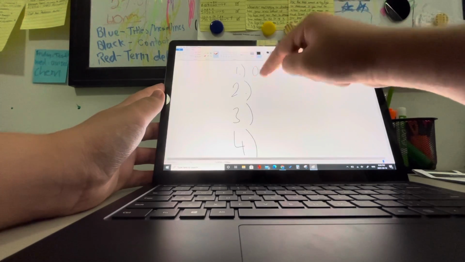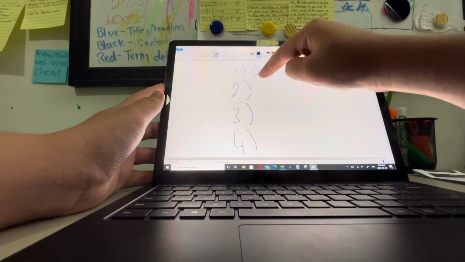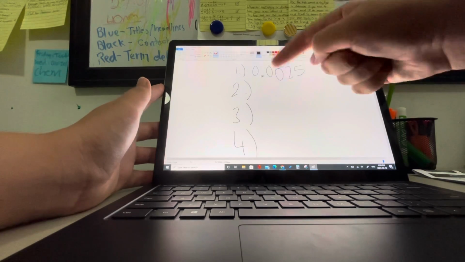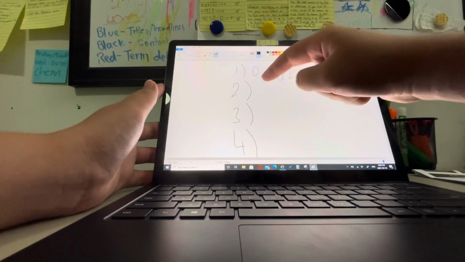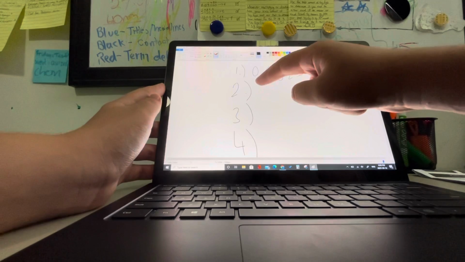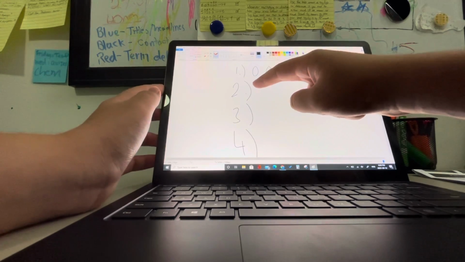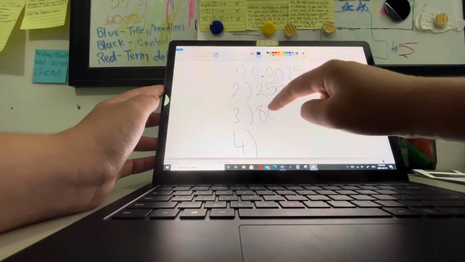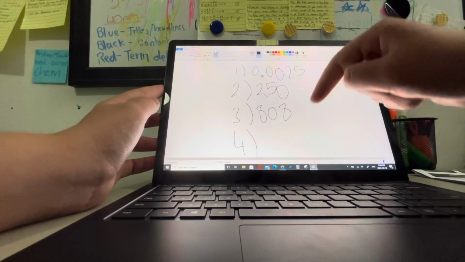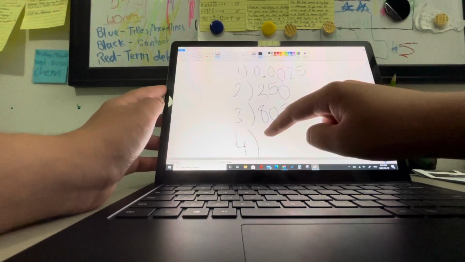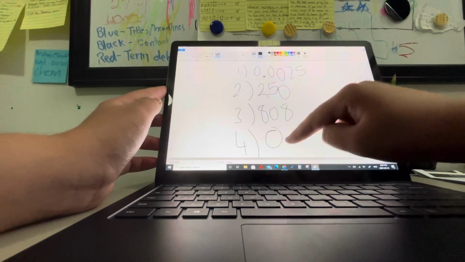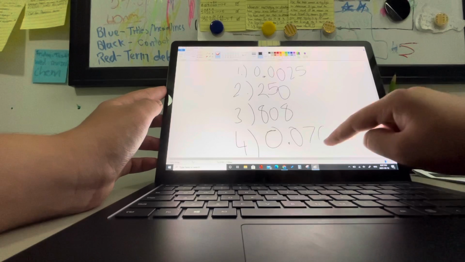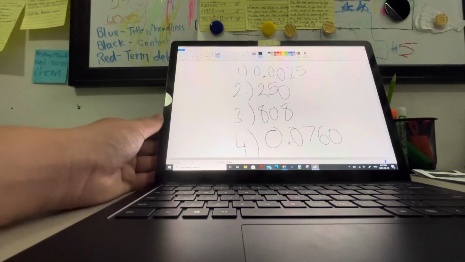So let's start off with 0.025. I know my drawing's messy because I cannot draw on a computer like this. It's super hard, but here I go. So 250,808, and let's lead with a 0.0760. Okay.